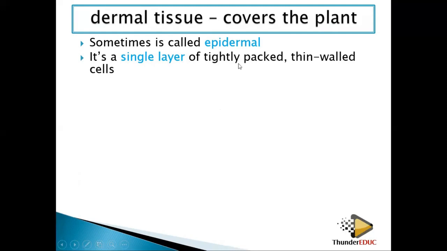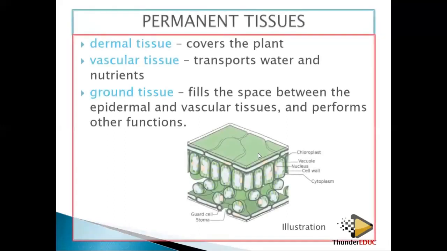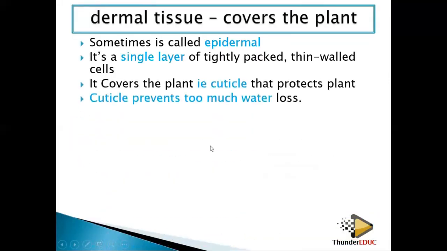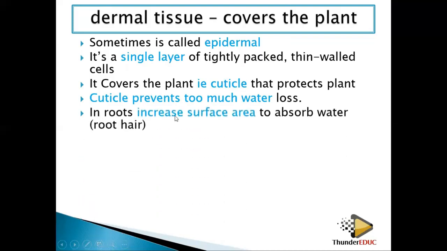A single layer of tightly packed, thin-walled cells. We have seen, if you look at it, tightly packed, and it's one layer thick. It covers the plant, for example, the cuticle, which protects the plant, and the cuticle prevents too much water from being lost. The cuticle is very important in protecting the plant. In roots, it increases the surface to absorb water. So epidermal can be modified. It forms the roots, and this increases the surface area for the absorption of water from the soil.